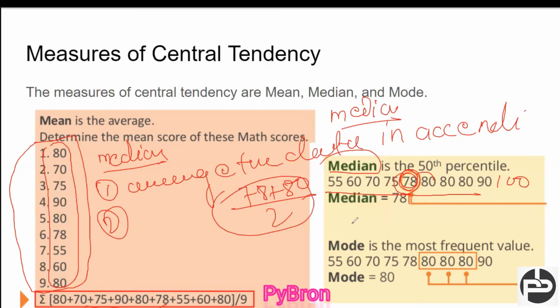Mode. What is the mode? Mode means, if you arrange your data in ascending order, whichever data point occurs more times is known as the mode. So in this case, the mode is 80.